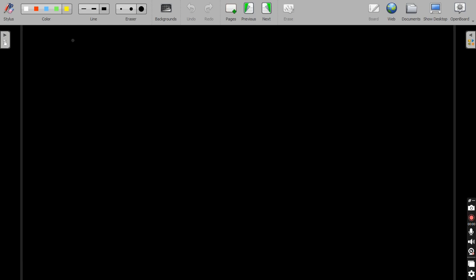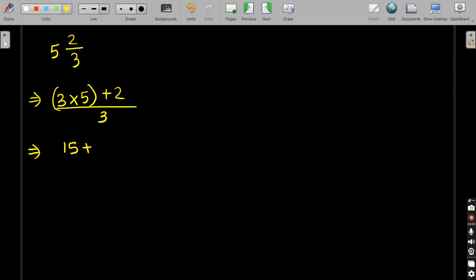For example, let me give you 2 by 3. Let us take 5. Now how will I convert this? It is very simple. If you understand, then what I will do here is 3 into 5 plus 2 by 3. Now how will I convert it? 3 5s are 15, plus 2, by 3. 15 plus 2, I will write here 17 by 3. This is the process to convert.